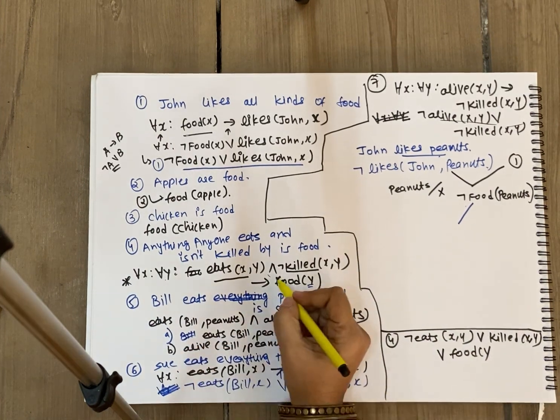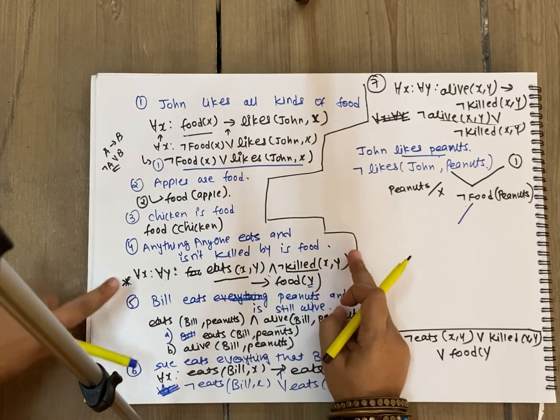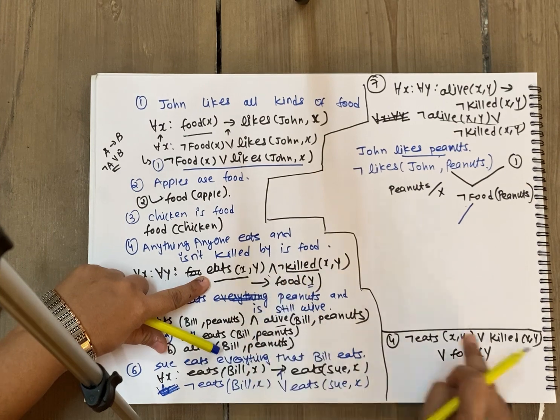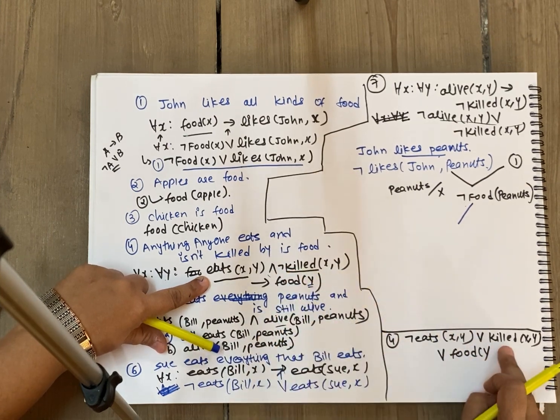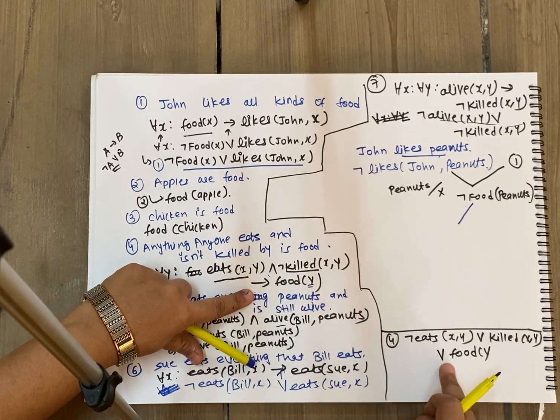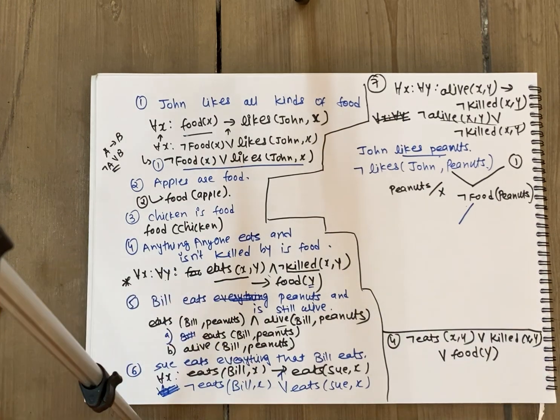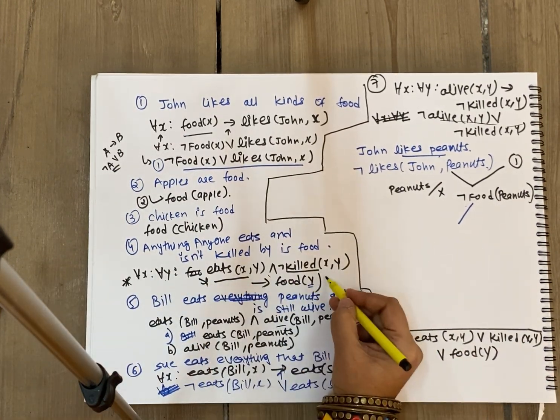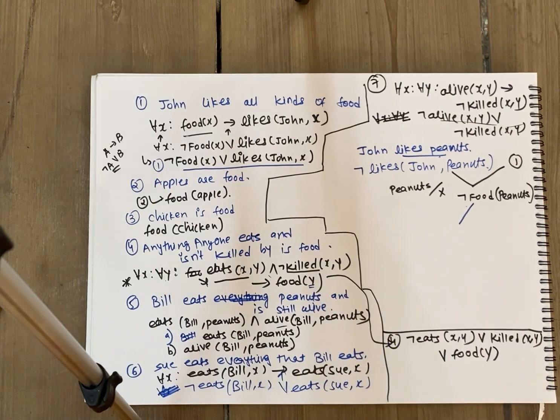If you have to convert implication over here, then the entire clause will be negated. So eats will be not eats, and will be or, and not killed will be killed. Then implication will be converted to or over here. So this is the result of 4. Please refer to it over here. The result of conversion is over here.